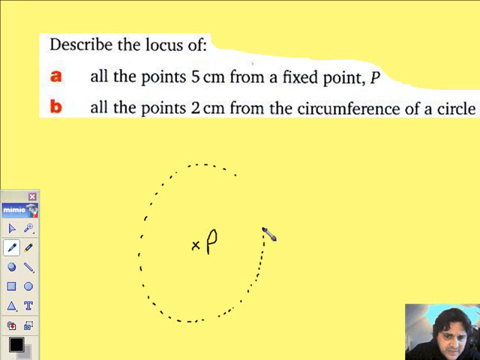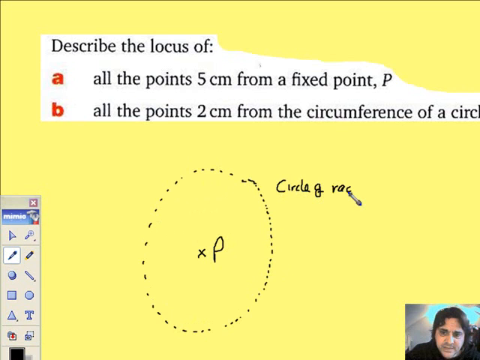Now, if I'm going to stay 5 centimeters away from P, these are my points moving according to a rule, or one point following a path. What have I got? I've got a circle of radius 5 centimeters. Describe the locus? Yes, the locus is a circle of radius 5 centimeters. Got that? That's how I describe it.